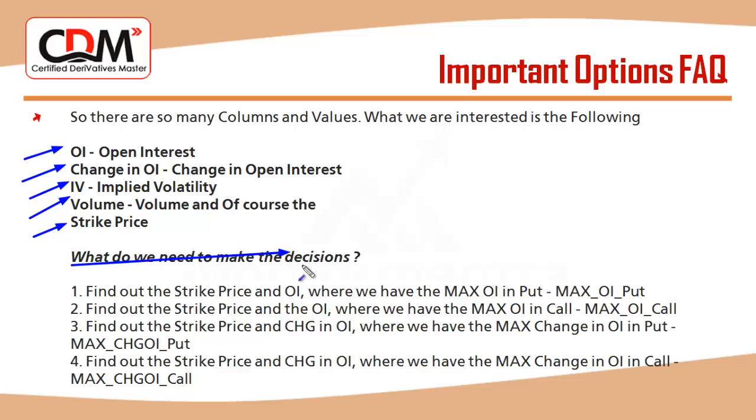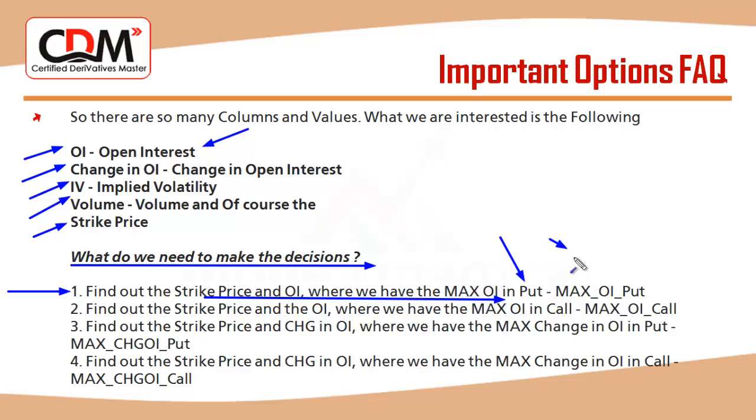Now what do we need to make a decision for our trading? Suppose, the important thing is to find out the strike price and the open interest for our trading. These are the four things we should learn for our intraday and positional trading. First, find out the strike price and the open interest where we have maximum open interest. OI represents open interest. Here you can see for reference the open interest in put. Find out the strike price where we have maximum open interest in put. Second, find out the strike price and the open interest where we have the maximum open interest in call, that is maximum OI in call.